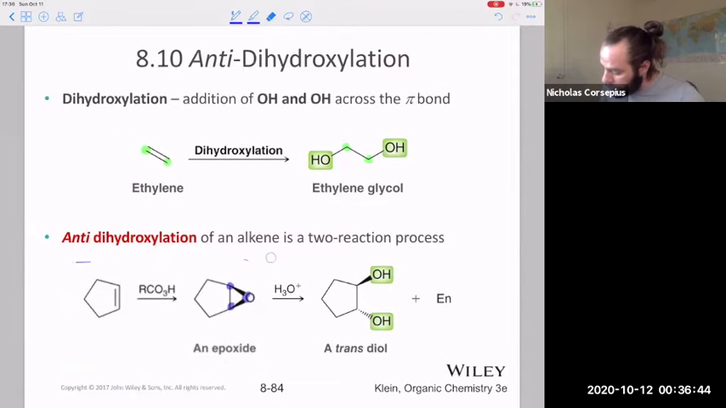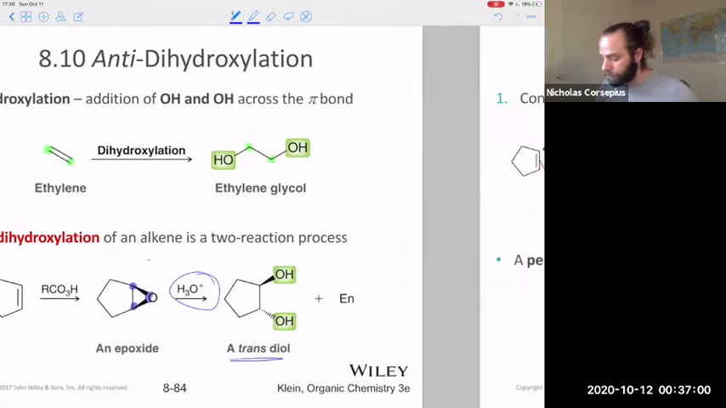But then notice if I take my epoxide and then I just treat it with acid, I will get a diol, but more specifically a trans diol. Okay, so this would be an anti-addition. But let's take a look first at these epoxide formations.